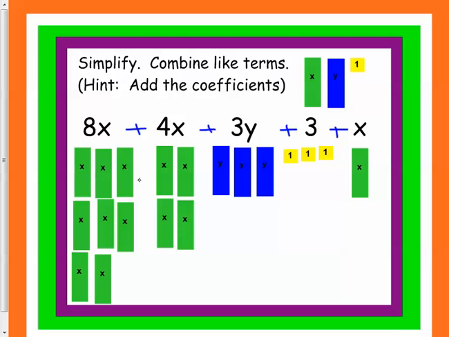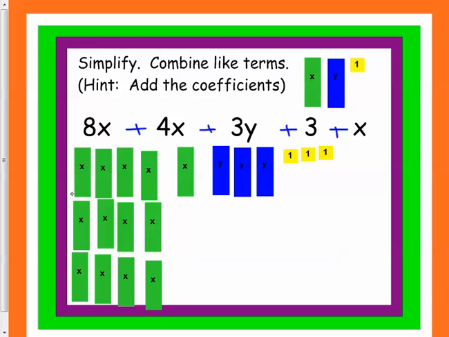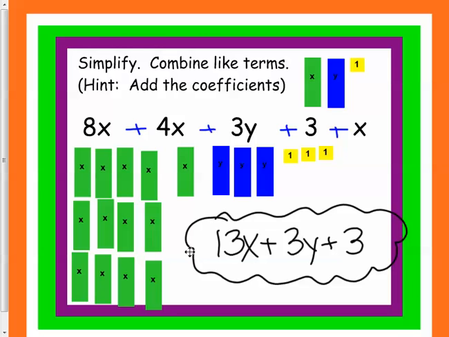So I would combine all of the green x's. So here I would have a total of 3, 6, 9, 12, 13 x's. 8 plus 4 is 12, plus 1 more is 13x. I don't have anything to combine with the 3y, and I don't have anything to combine with the 3. So 13x plus 3y plus 3 is simplified. I know it's uncomfortable to leave it like this because it doesn't seem like an answer, but I promise you it is. This is the exact way that you write an expression with all of your terms simplified.